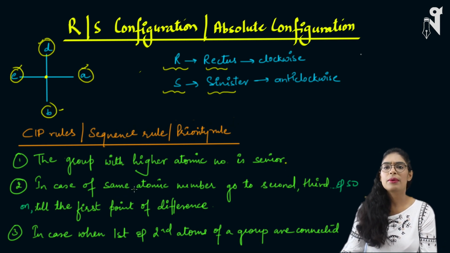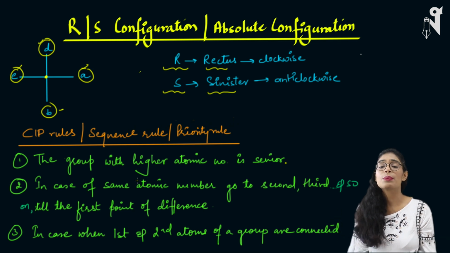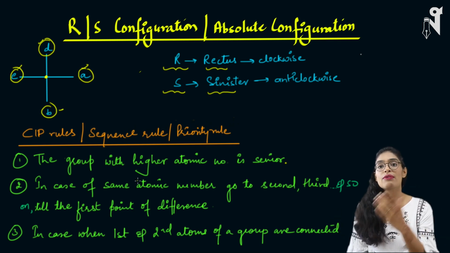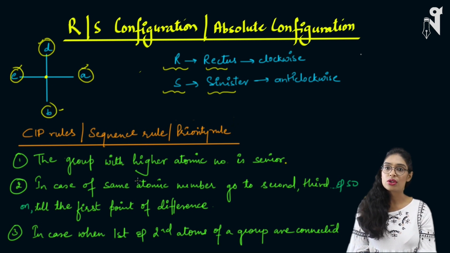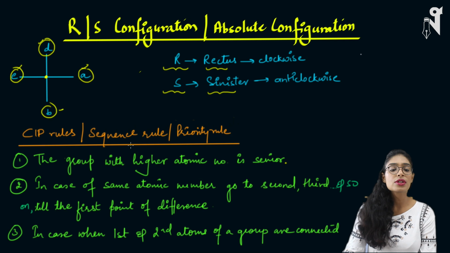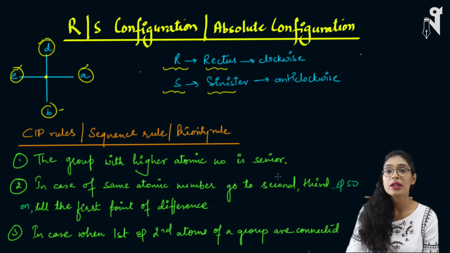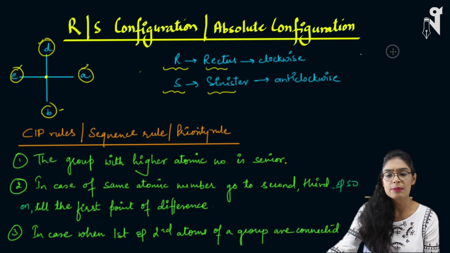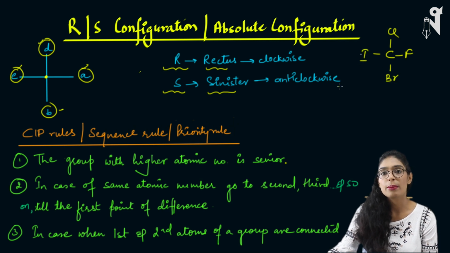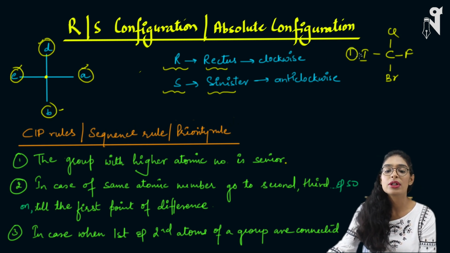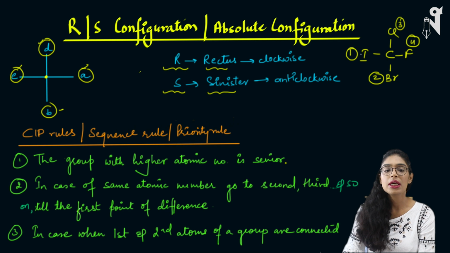I am expecting that you would know most of these rules, because we used the same set of rules for determining E and Z configuration in geometrical isomers. So what is the first rule? The group with the higher atomic number is the senior. I'll start explaining parallelly. If I have chlorine, fluorine, bromine, and iodine, the one with the highest atomic number will be given the highest priority. So we have iodine, then bromine, then chlorine, and then fluorine. That's how we give the priority in the molecule.